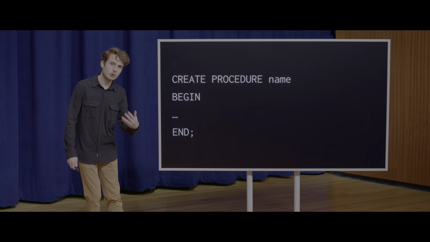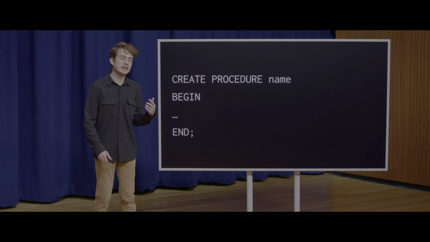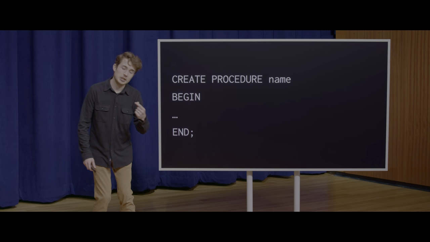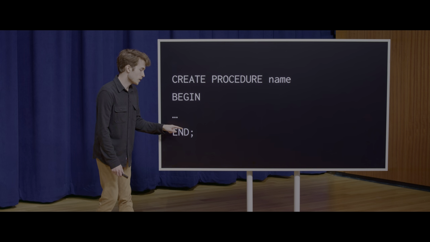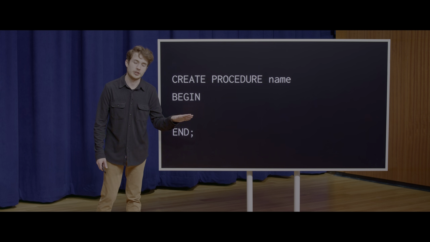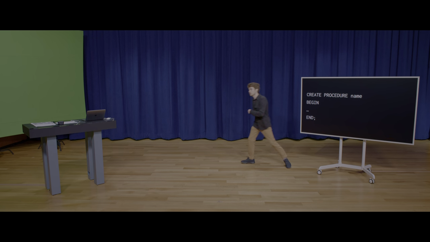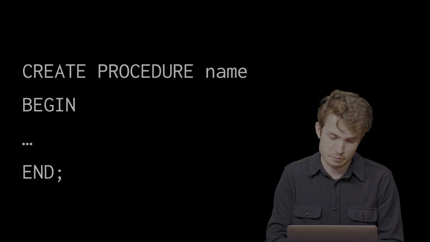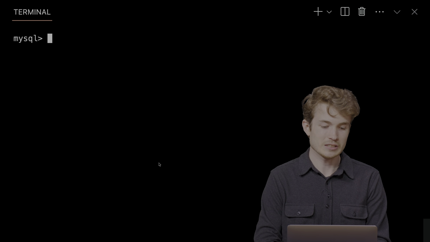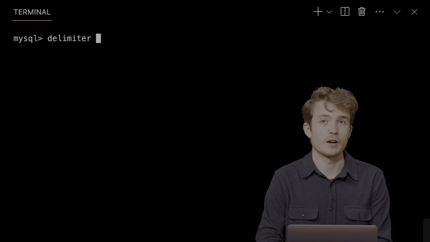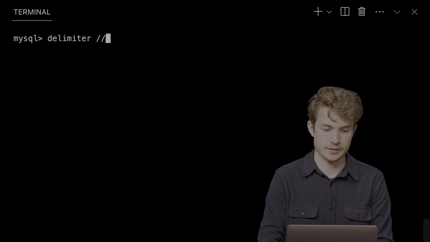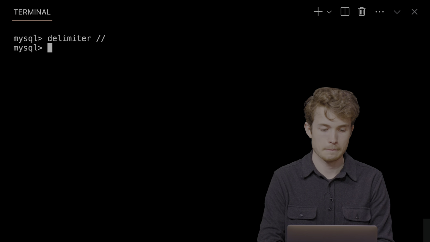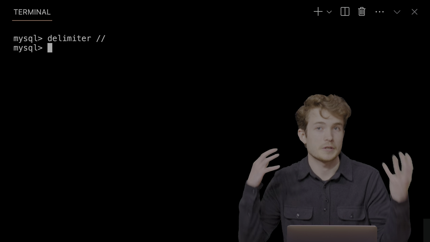So a workaround is to temporarily declare a different delimiter. Instead of ending my queries with semicolon here, I'll end them with, let's say, slash slash. And we'll see that in just a moment here. I'll come back to my computer. And for the sake of writing this procedure, I'll change my delimiter, that is, what icon represents the end of my query, to slash slash, like this. Then I'll hit enter. Now I can start creating my procedure.